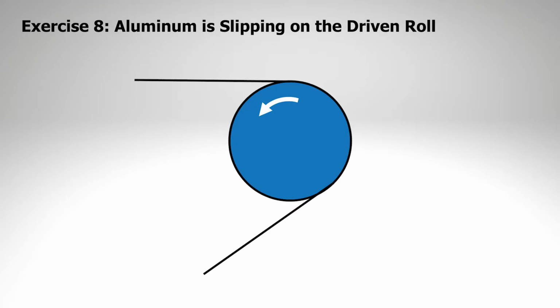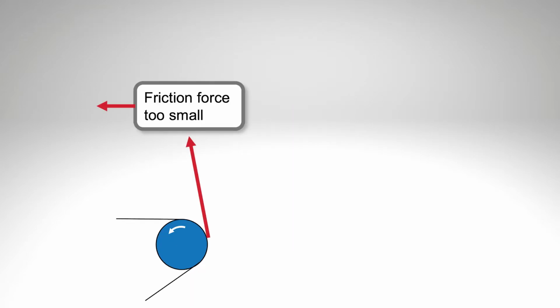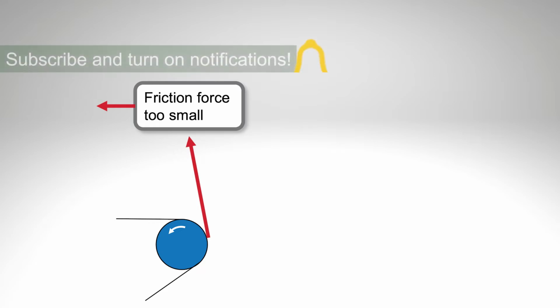So in this case, there's really only one way that aluminum can slip. If you focus on the object and think about how that alumina can slip on that roll, the only thing that can happen is that the friction force is too small. That's how it slips. That's physically how it slips.